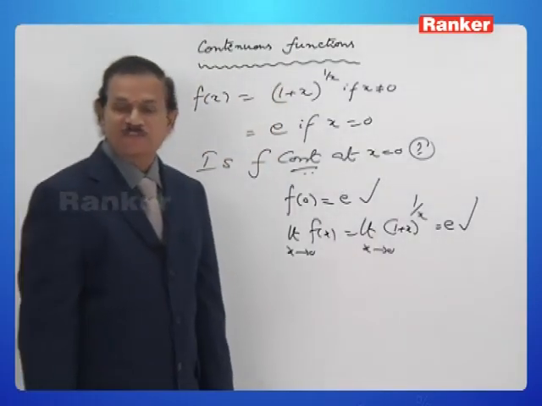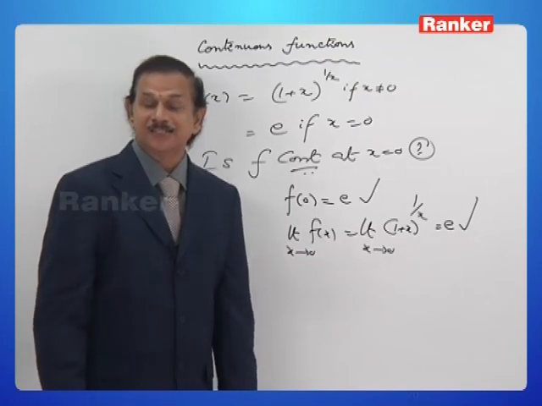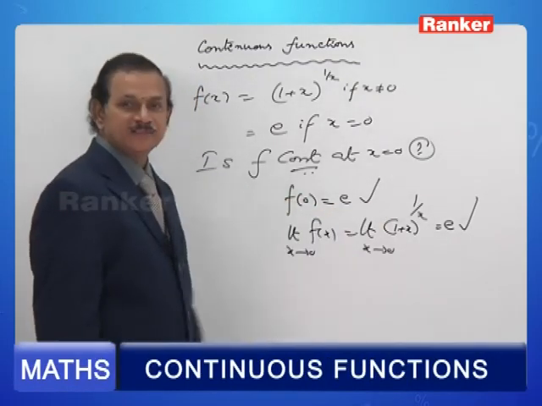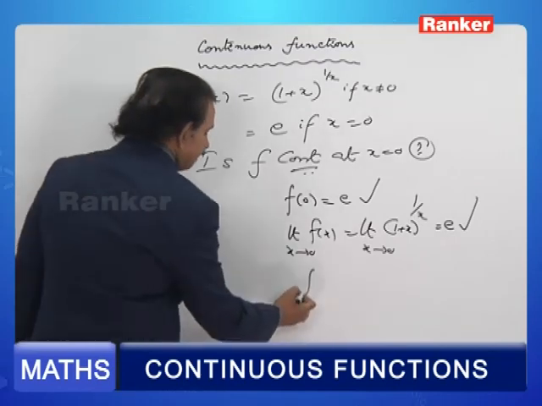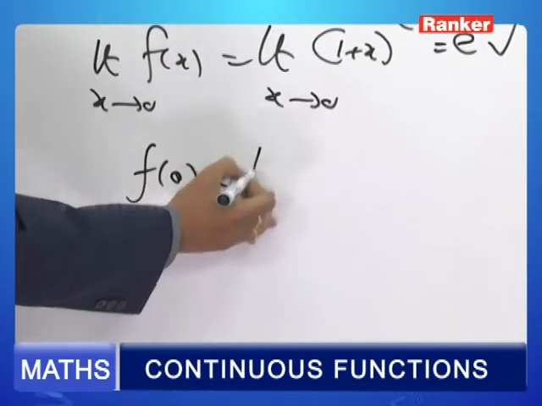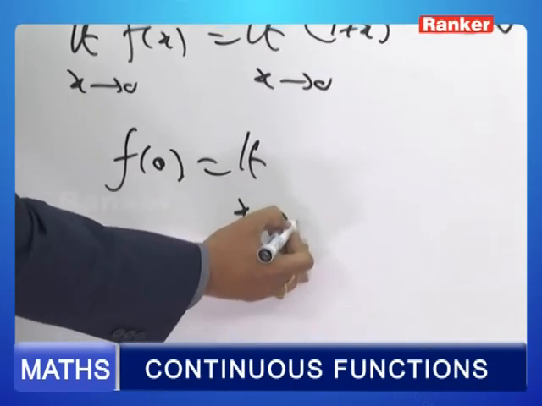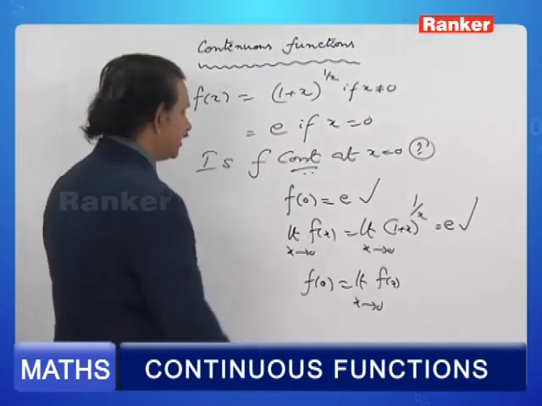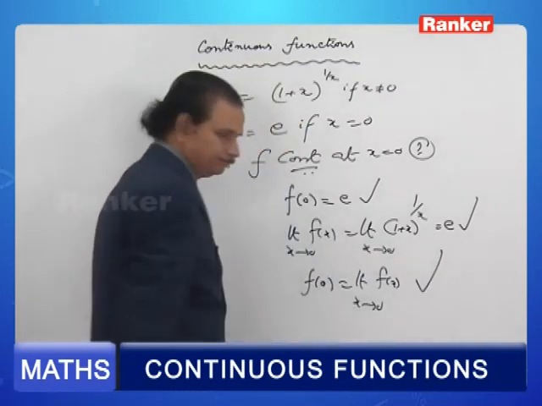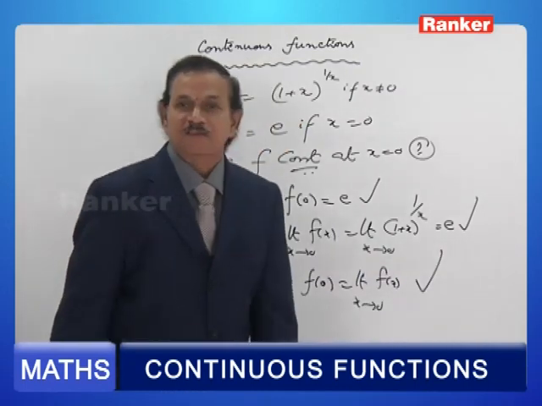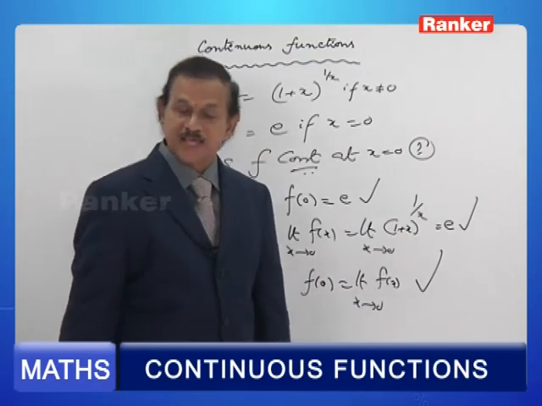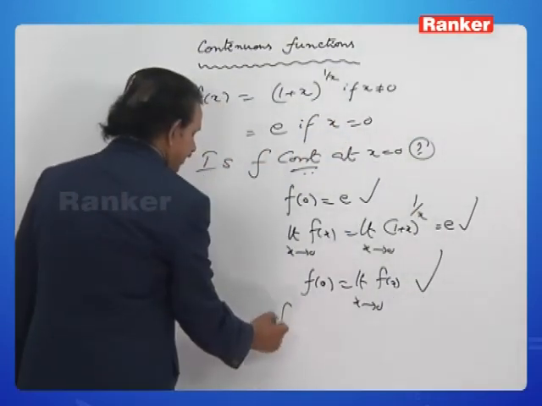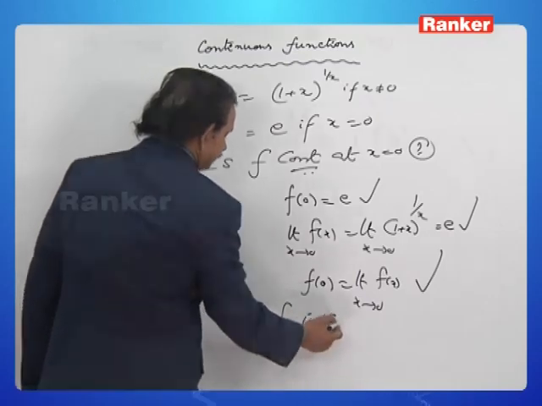We now should feel happy because the third condition is also verified. That is, this is e and that is also e. Therefore, f of 0 is equal to limit as x tends to 0 of f of x. Third condition is also okay. For such functions, we say that f is continuous at x is equal to 0.